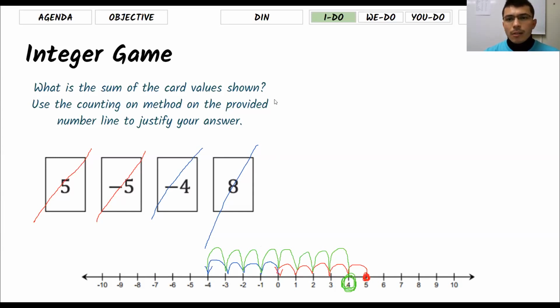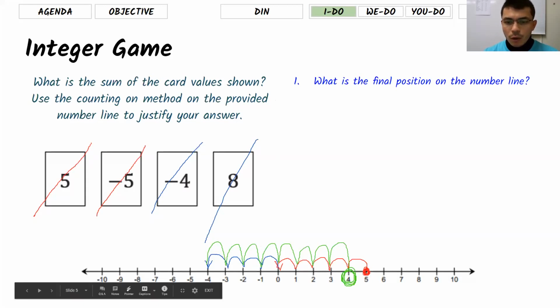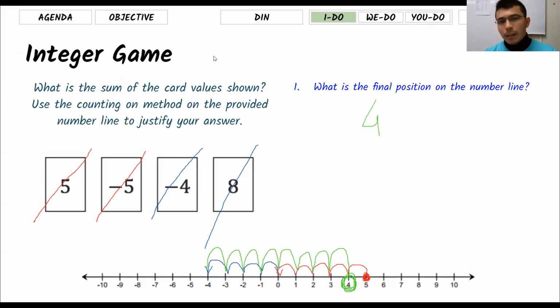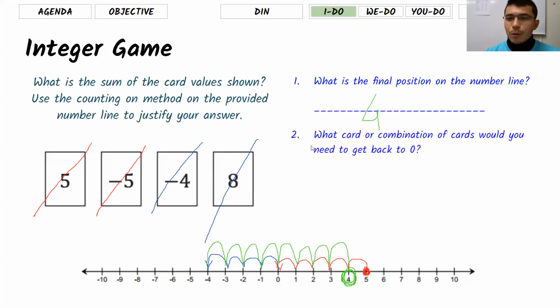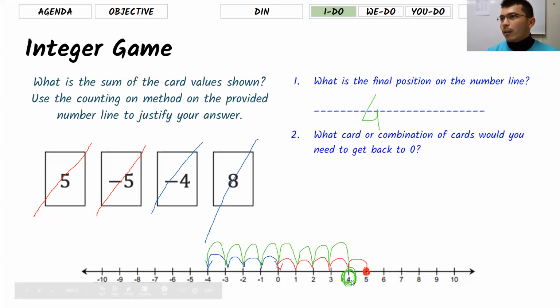So let's answer these questions. What is the final position on the number line? I just circled it, it's 4. So that means your result will be 4, okay? Yeah, you're right. I'm going a little bit slower, by the way. You're very fast. So what card or combination of cards would you need to get back to 0? Your final destination is 4. What other card do you need to make the final destination 0?